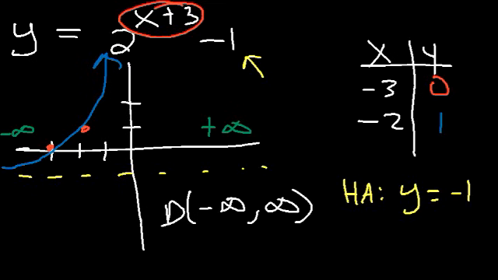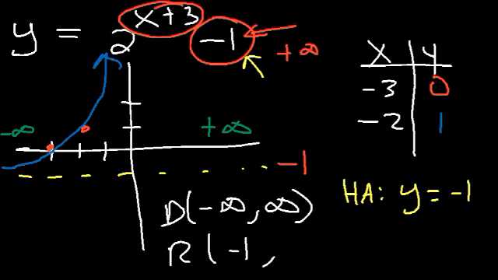Now what about the range? The range for an exponential function has limitations, and it's limited by this number, the horizontal asymptote. So it's going to start from the horizontal asymptote because that's the lowest y value, and it goes all the way to positive infinity because that's the highest y value as it increases. So the range is from -1 to infinity, but it does not include the horizontal asymptote.